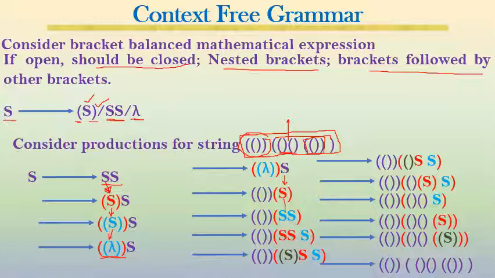Then this S can be replaced with double S, because we have two sets over here, this part and this part. Again, this single S can be replaced with SS because you can see here that we have two bracket sets followed by each other. Now this S can be replaced with S in brackets, and this will lead us to this position, and now this S will be replaced with S in the brackets, and we come up with this combination.